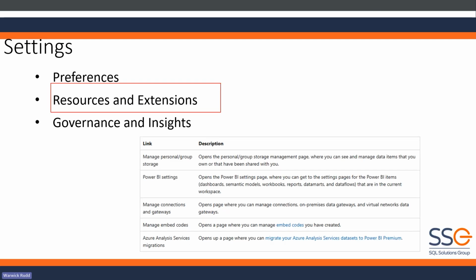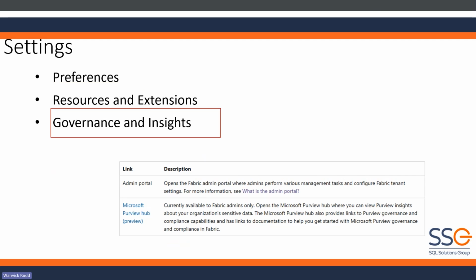From our resources and extensions, what do we want people to use? As we can see here, we've got Power BI settings, managing our connections and gateways, or even managing embedded code. Our governance and insights, this is where we're jumping out to Purview and setting up those tags, identifying that data, scanning the data, and we'll touch on those later on in today's session.